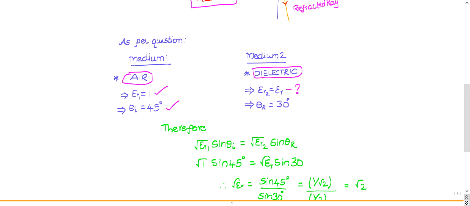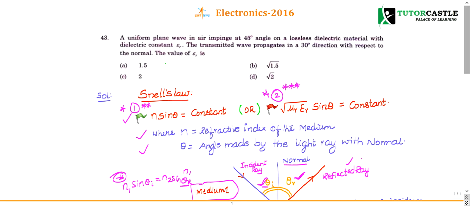He is asking this only in the question, and he has given the angle of refraction as 30 degrees. If you want, you can just go back to the question. See, you can see everything is given. A uniform plane wave in air is given. See, air is given. So epsilon r is 1 for the first medium, and it makes 45 degrees, meaning the angle of incidence.